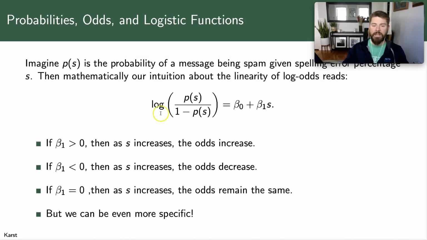We mean that the log of the odds that a message is spam is just a linear function, beta naught plus beta 1 times s. S here is the number of spelling errors. So it's just a plain linear function. But it's not the right-hand side that's interesting. That's just linear. It's the left-hand side of the function that's interesting.